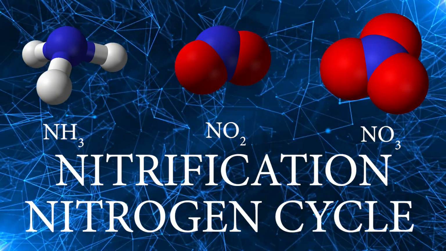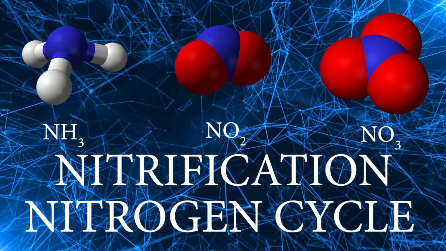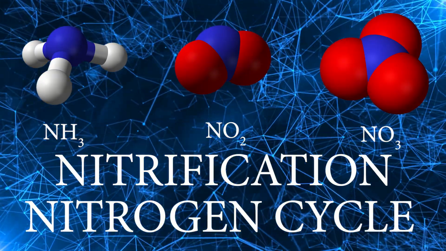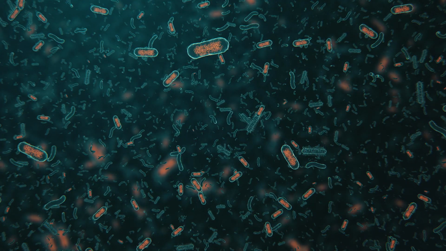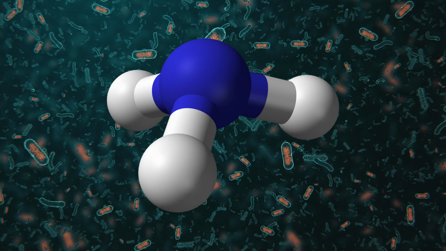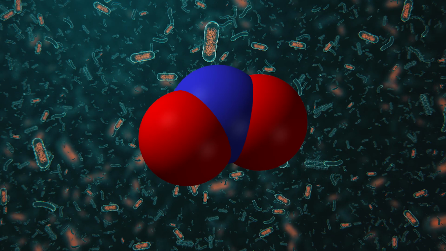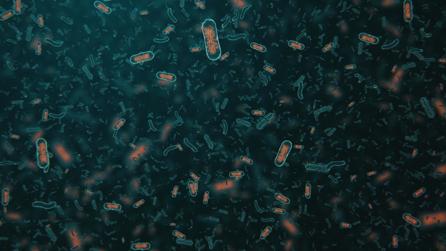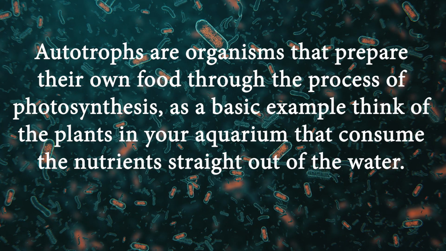In these models, nitrogen is represented by the color blue, hydrogen is represented by the color white, and oxygen is represented by the color red. Specialized autotrophic nitrifying bacteria consume the NH3 ammonia and dissolved oxygen in the water and convert it into NO2 nitrite and then NO3 nitrate. Autotrophs are organisms that prepare their own food through the process of photosynthesis.